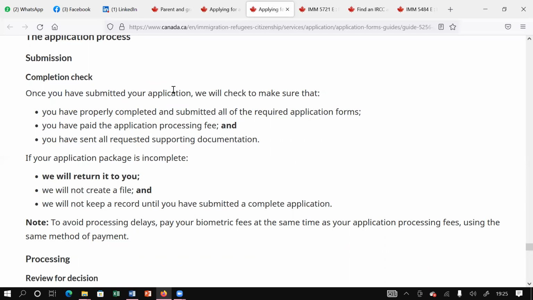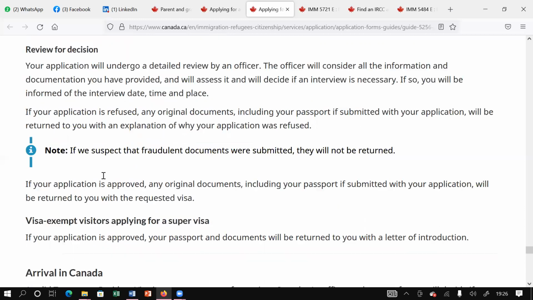If your application package is incomplete, either they will return it to you, or they will not create a file, or they will not create a record. To avoid processing delays, pay your biometric fees at the same time as your application processing fees using the same method of payment.